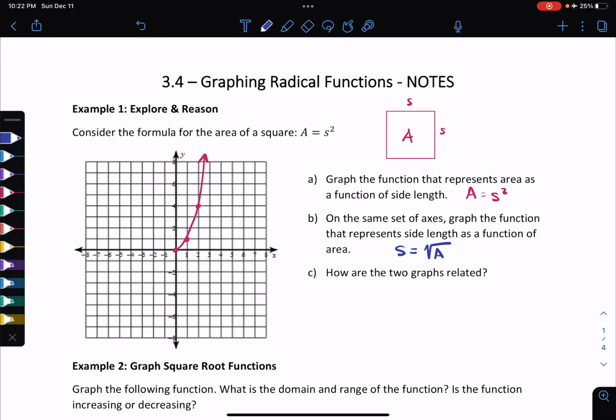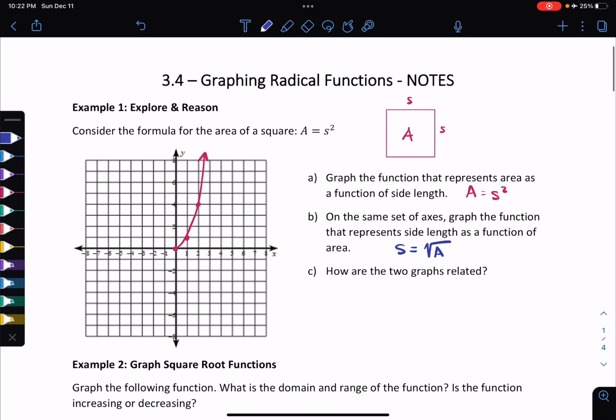In this case, side is my y. We've switched. If I have an area of 0, my side length is 0, right? If I have an area of 1, my side length is 1. Now, if I have an area of 4, my side length is going to be 2, so I'm going to be over here. So you'll notice we've just reflected that equation over this line right here. So these equations are related by that reflection.